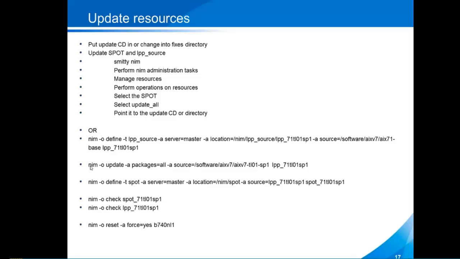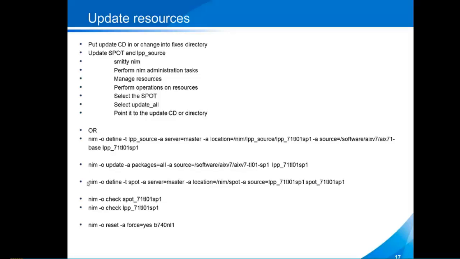Then if I want to update that LPP, I can now point, using the nim -o update, I tell it packages=all. Now I can just tell it individual packages here, but in this case I'm saying update them all. And then I've got the source, which is my source directory where I've got technology level 1, service pack 1, and then again I tell it which LPP I'm updating.